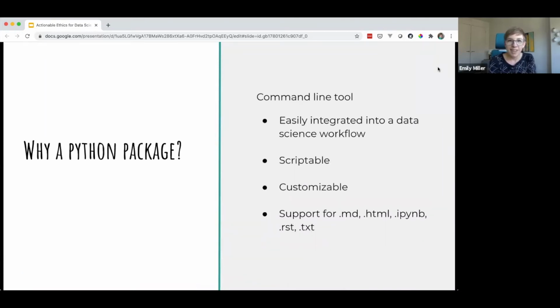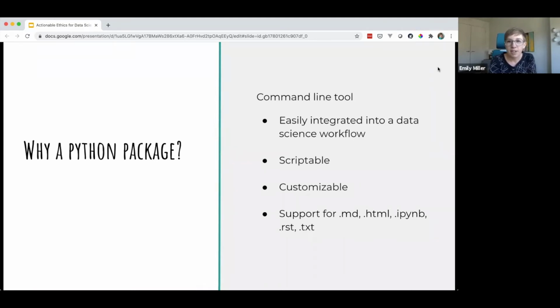So by now you might be thinking, okay, a checklist, that sounds great, but why did you make this a Python package? Why did you not just write this as a Google document and leave it at that? The reason for making this a Python package is that we really wanted to keep data scientists in their normal workflows. We wanted to keep them at the command line, working in Jupyter notebooks, working in text editors. And so that was one of the reasons why we made this a command line tool.